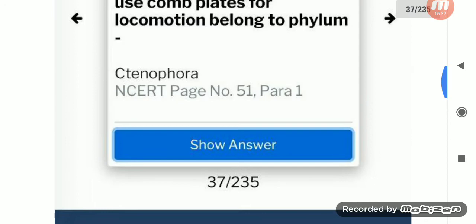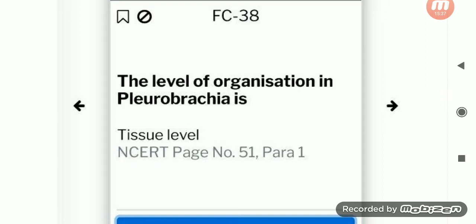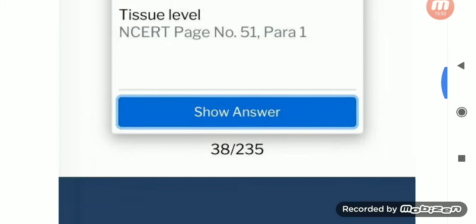The level of organization in Pleurobrachia is tissue level.